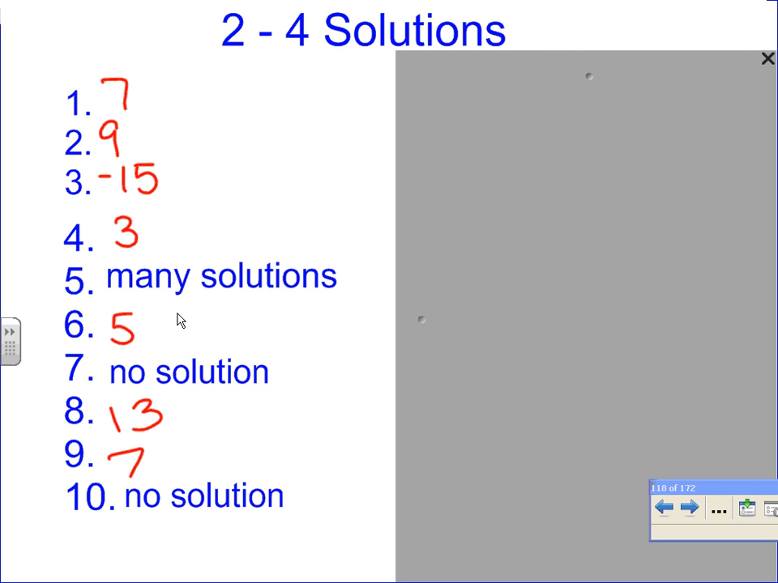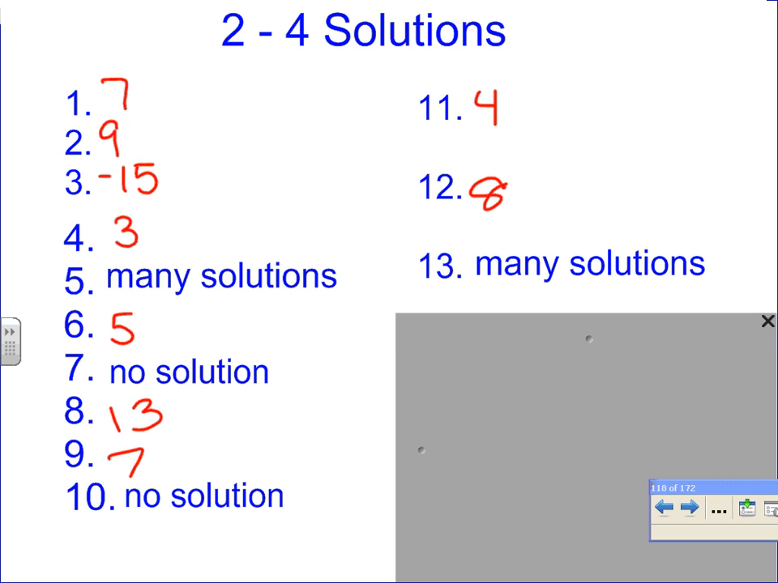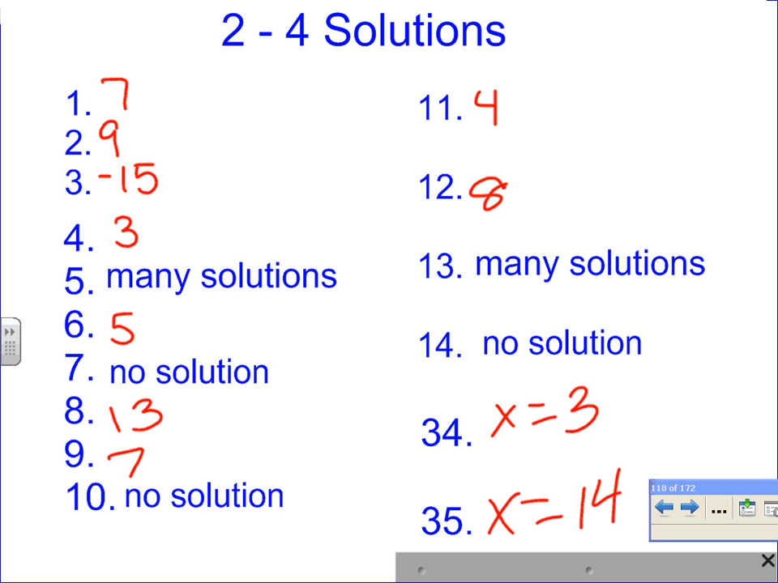Number 10 is no solution. Number 11 is 4. Number 12 is 8. Number 13 is many solutions. Number 14 is no solution. Did I have you go to, whoops. 15 and 16 would be helpful to have up here. 15 is 2. 16 is -9. 34 is 3. 35 is 14. Okay, I will go over anything you need me to.